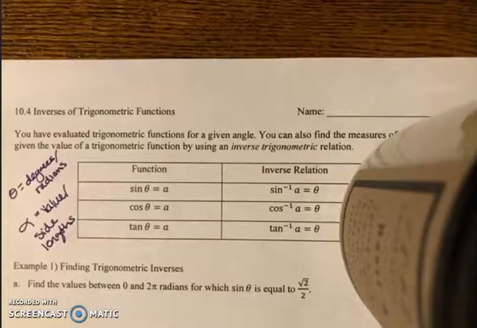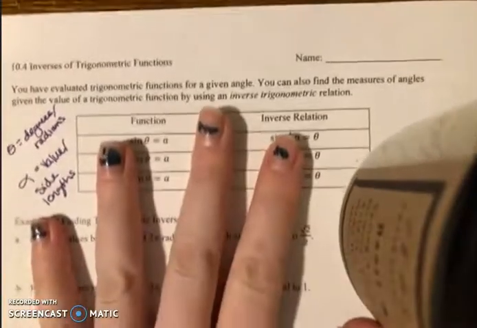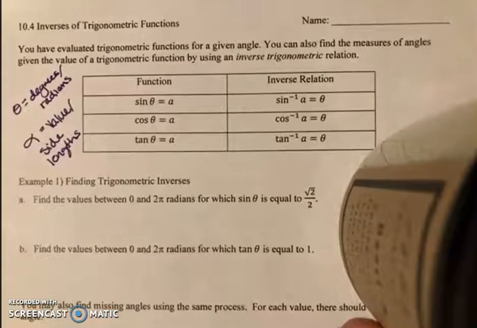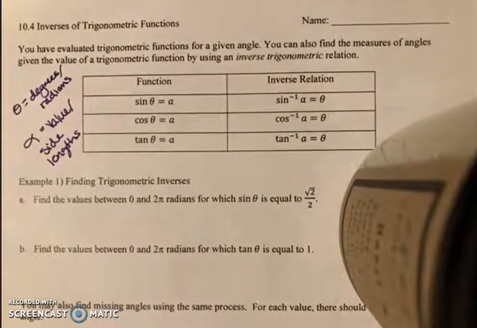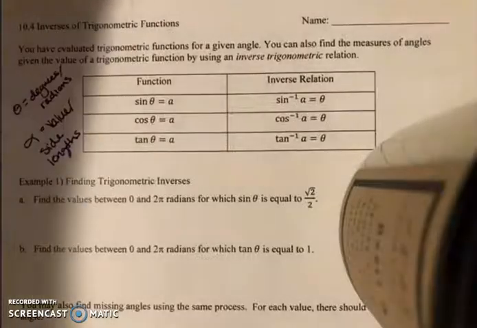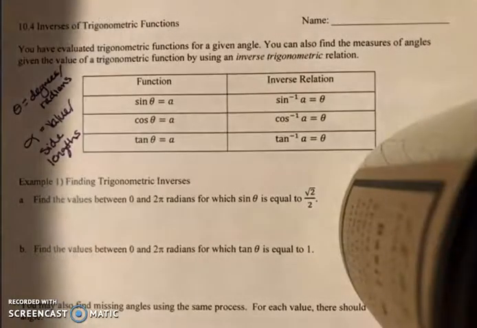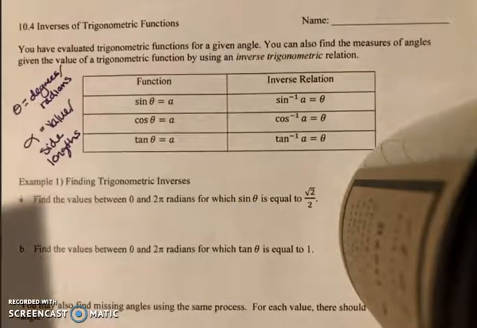Let's start with example 1. Example 1 says that we're going to be finding the trigonometric inverses, which is what this notation represents right here. Part A asks for us to find the values between 0 and 2 pi, so everything that's on our unit circle, for which sine of theta is equal to root 2 over 2. You could either pause the video and draw your unit circle really quick or pull yours.